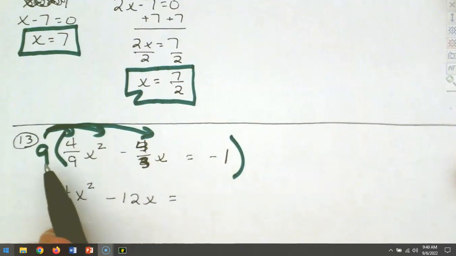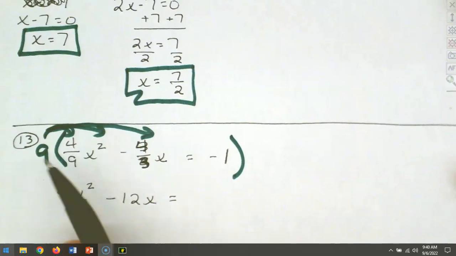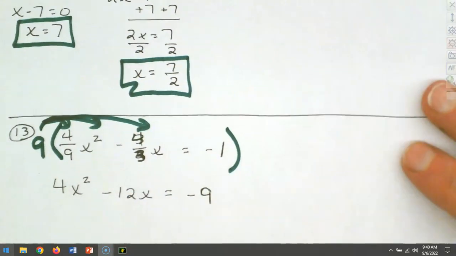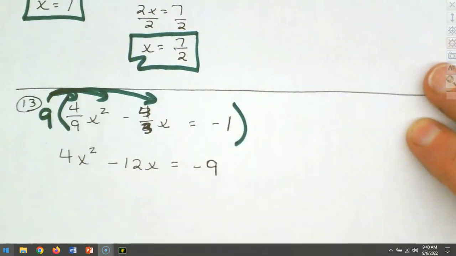And here's where students make a mistake. Many times students will write down a negative 1, and that's not correct because we have 9 times a negative 1. That makes it a negative 9. The most commonly made mistake is someone will forget to distribute that 9 through.